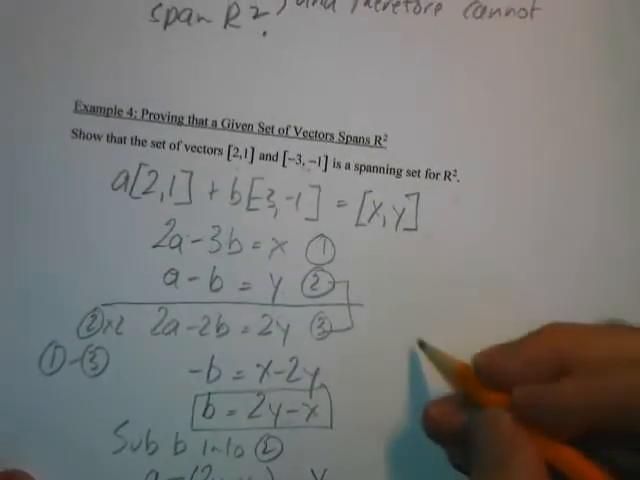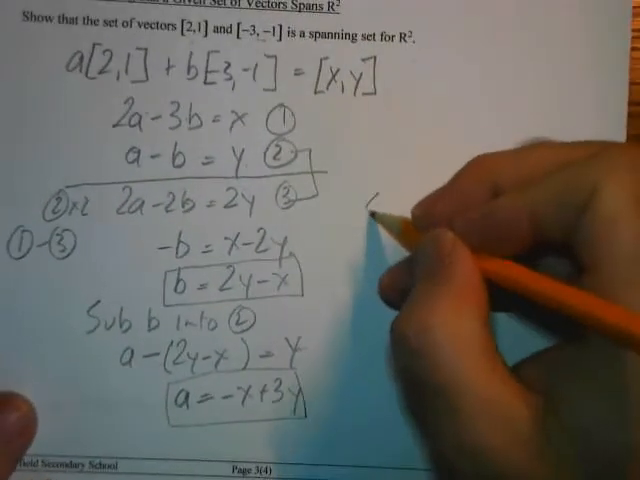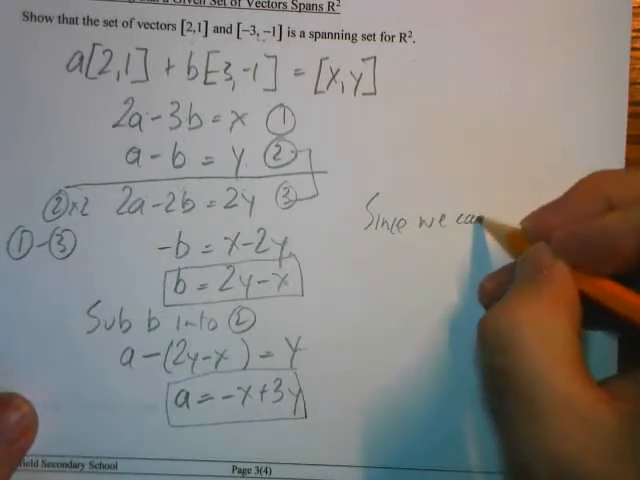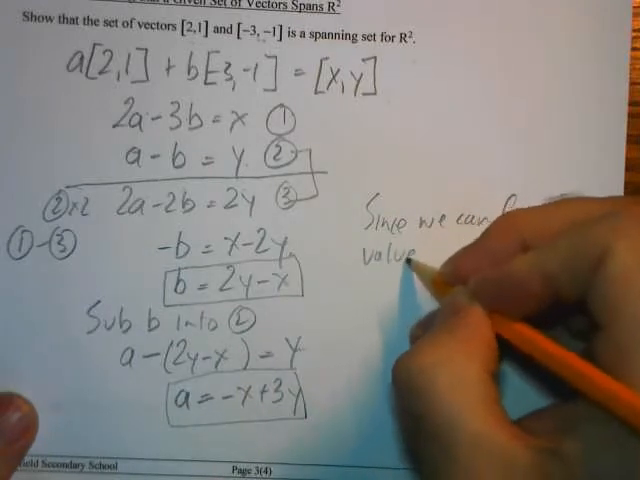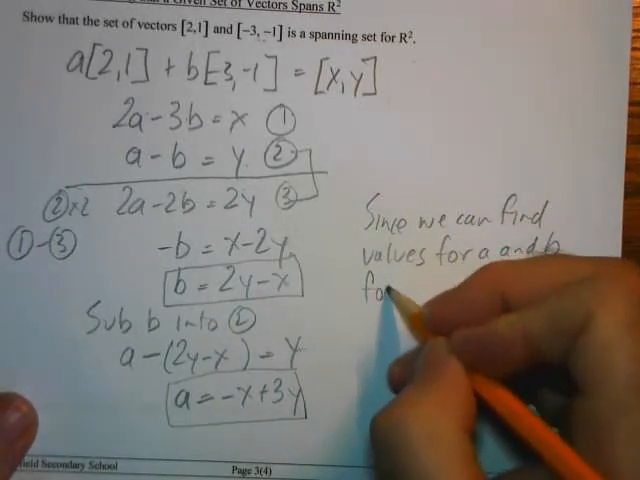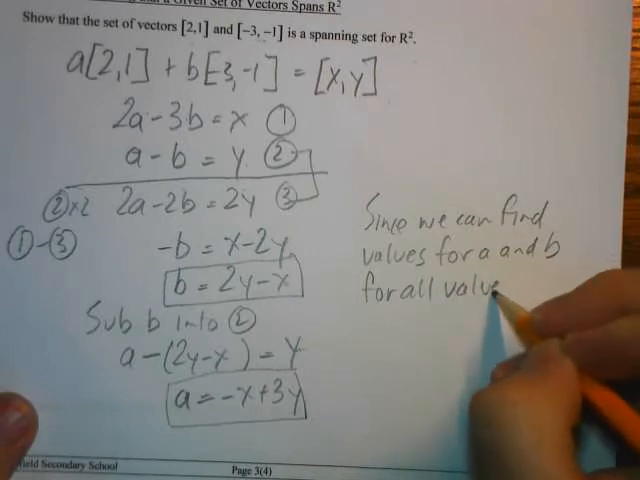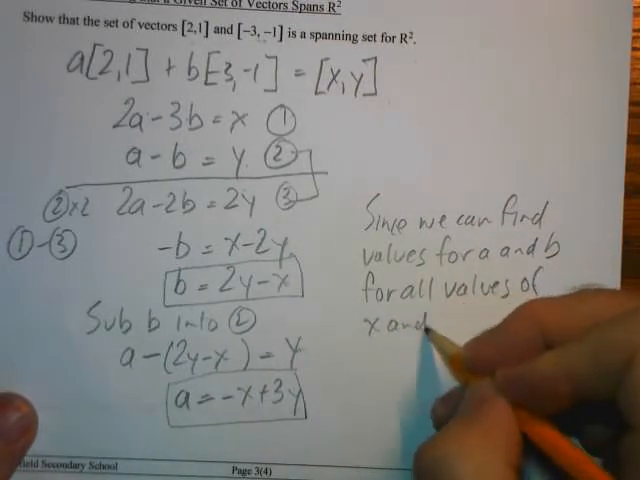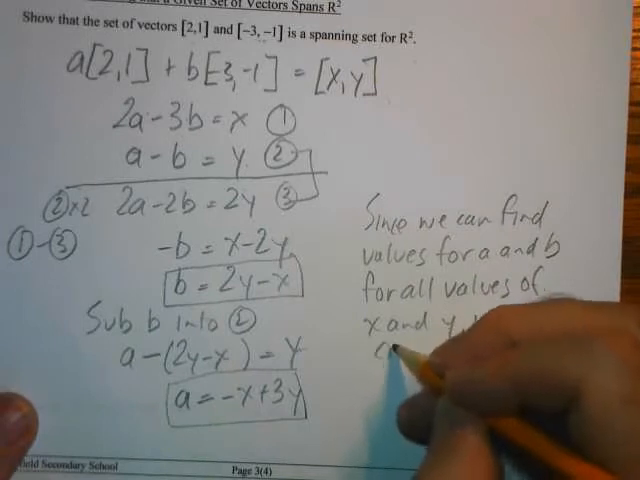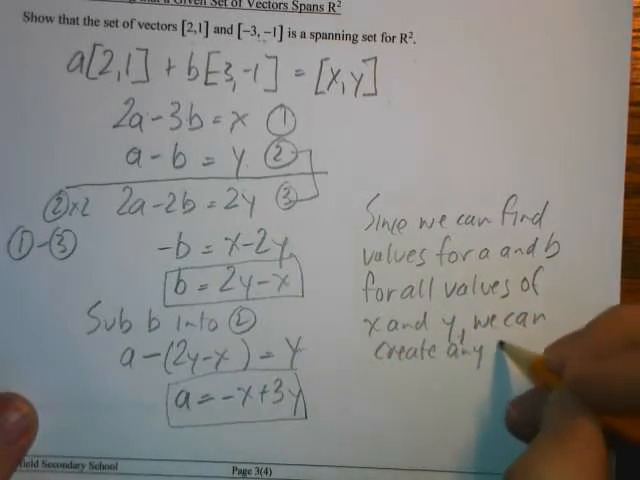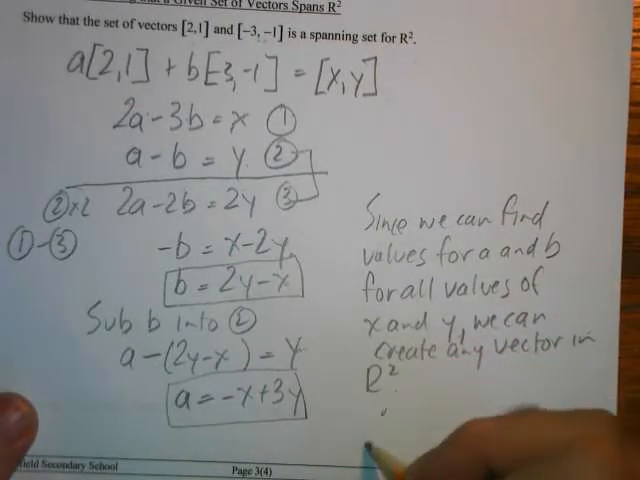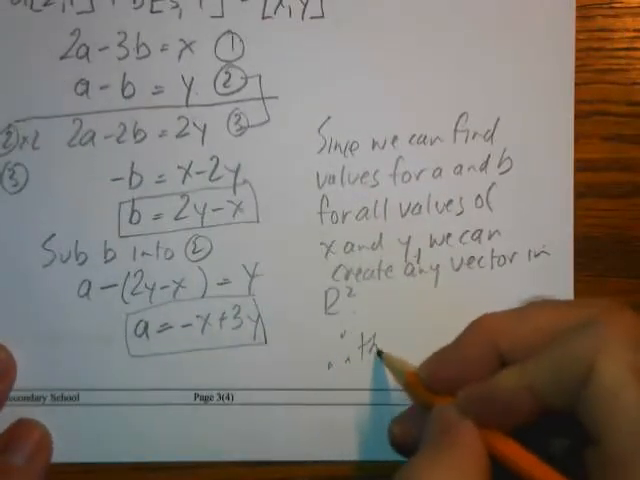Okay, so I can say, since we can find values for a and b for all values of x and y, we can create any vector in R2. Therefore, these vectors span R2.